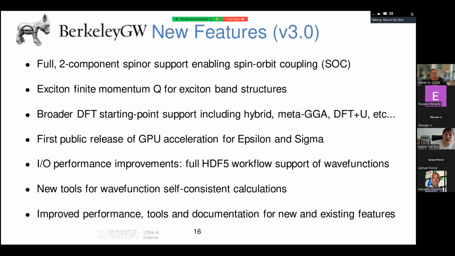Some of the recent highlights of version 3, which we're going to use today and tomorrow: we have introduced spin-orbit coupling in the calculation, and finite momentum excitons, in order to calculate at finite momentum Q, so the exciton band structure essentially. We have enlarged the possibilities for different starting points at the DFT level, including hybrid, meta-GGA, DFT plus U, and so on and so forth.